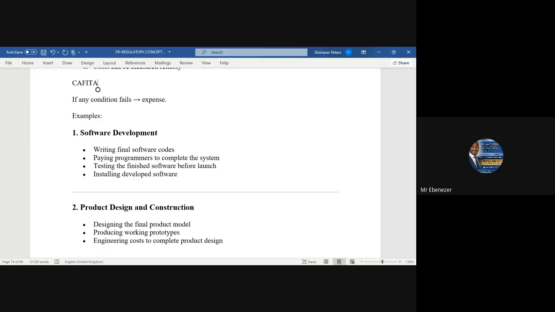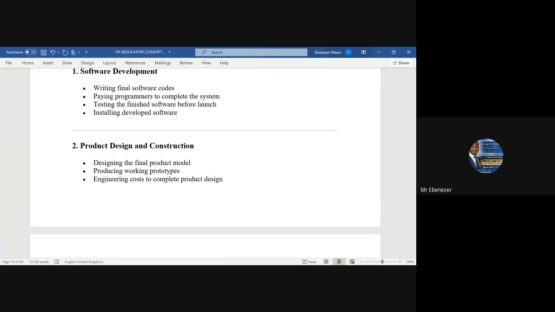We also have product design and construction. Designing the final product, the cost of it can be capitalized. Producing working prototypes, the cost can be capitalized. Engineering costs to complete the product, like you pay the engineers that develop the product, you pay the professionals, you understand, at that development stage, they are directly involved. Those ones can be capitalized.